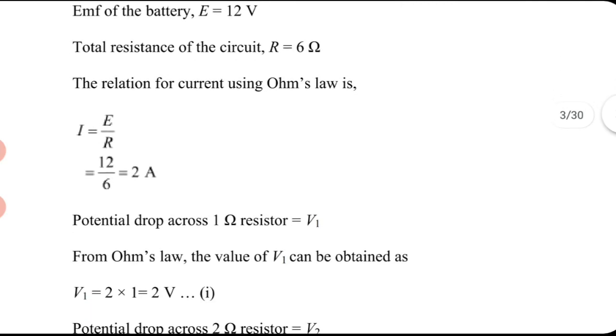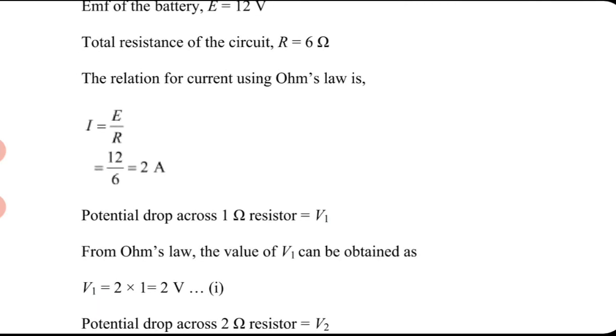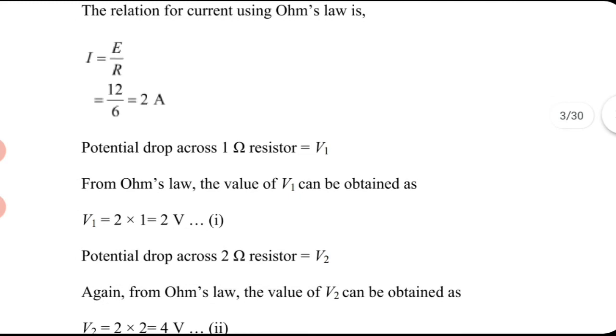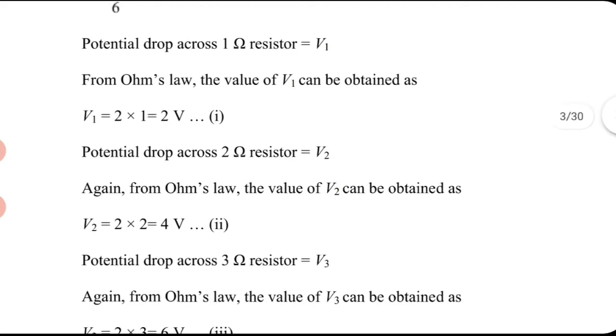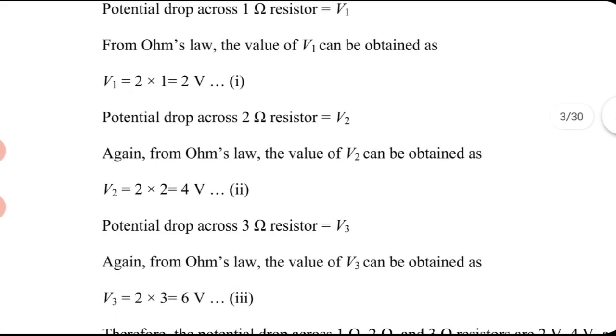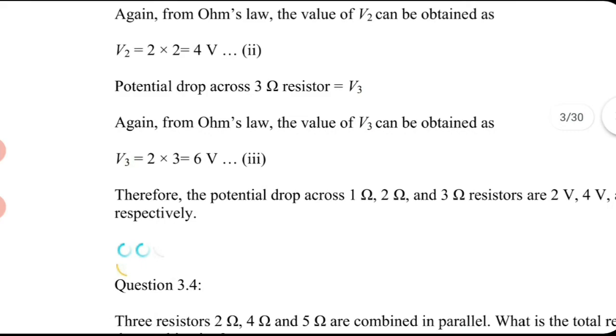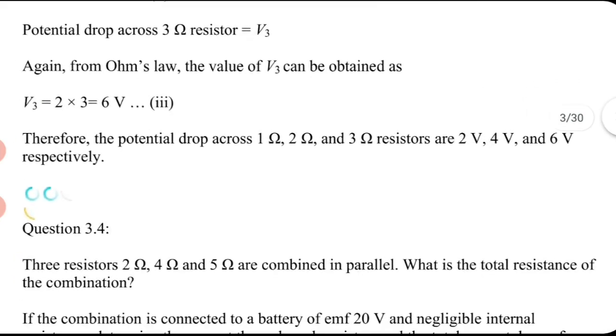So for the potential drop across each resistor, you can use Ohm's law, that is V is equal to IR. Current through each one is 2 ampere because it is a series combination. The same current will be flowing through all the 3 resistors. So just find the product IR. You will get 2 volt, 4 volt and 6 volt. So that is the answer.